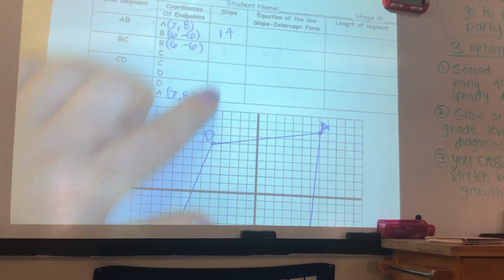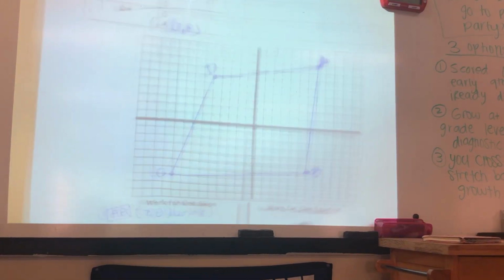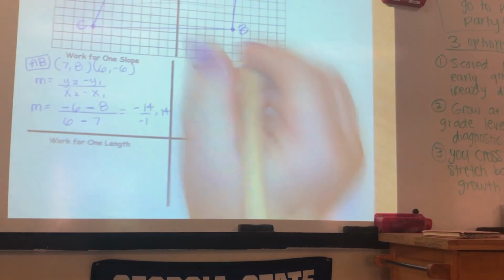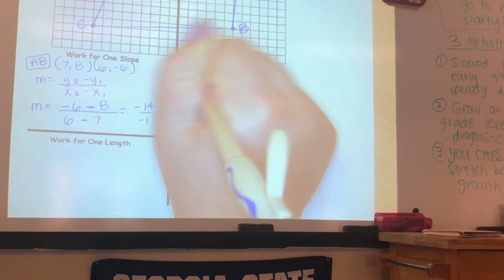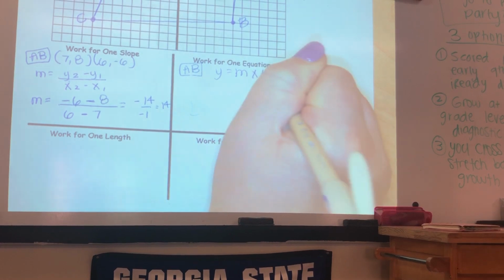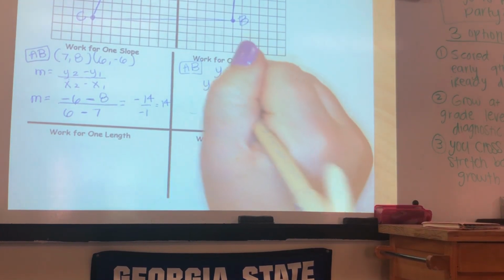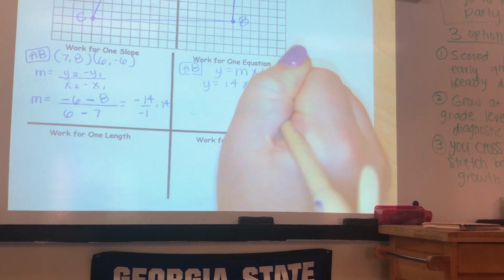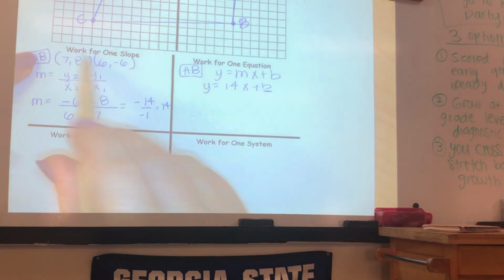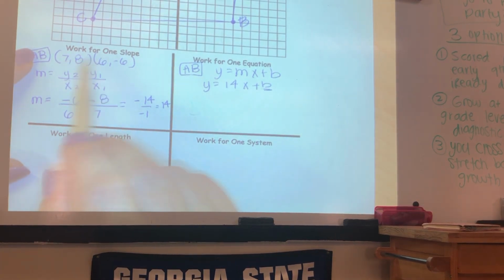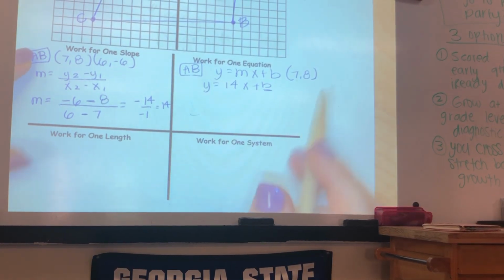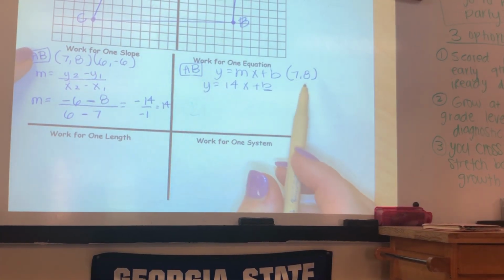Once you have filled out all of your slopes, you probably needed another piece of paper to fill it out. You are going to do the work for one of your equations. I'm going to keep going with A, B. I know that I'm writing a y equals mx plus b equation. We already found our slope, which was 14, but now we're missing the b. This is where you are going to pick one of your ordered pairs from A, B. I'm picking the point (7, 8), just because it's all positives and I like positives, but you could pick the other one, we'd come up with the same answer.